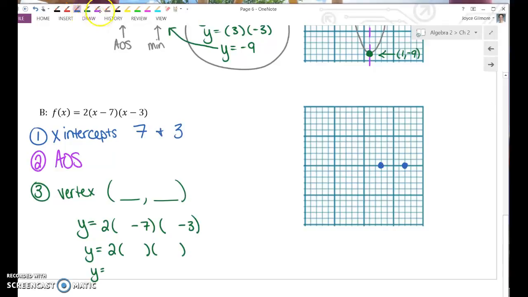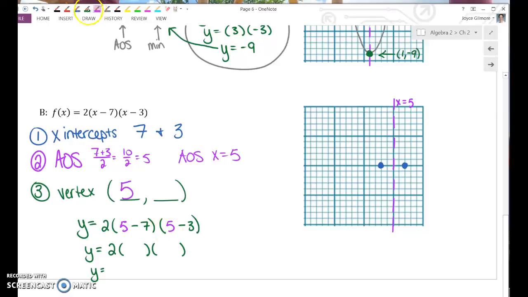This one's actually pretty easy to see the axis of symmetry because there's a darkened line right between them. So both of these are 2 units away from the line x equals 5. So our axis of symmetry is x equals 5. You could also find that by adding 7 plus 3 is 10, and 10 divided by 2 is 5. So our axis of symmetry is x equals 5, which means the vertex is 5 comma something. And to figure out what that something is, we plug 5 into our function.